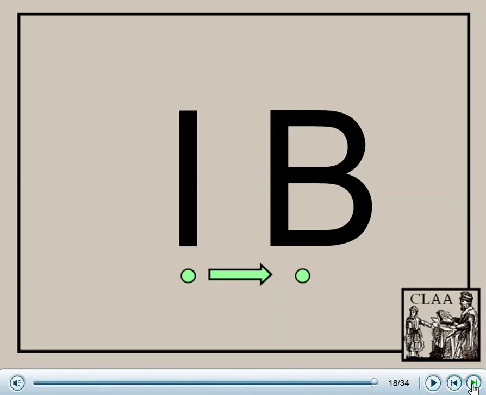Now let's try another syllable. Here, we're going to start with the Latin vowel E and finish with the sound of the Latin consonant B. Point to the green dot under the vowel E. Ready? EB. EB. EB.